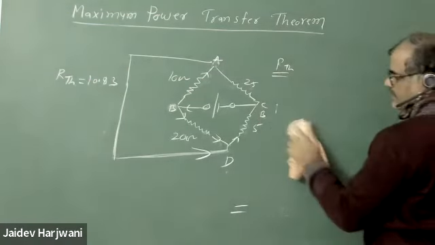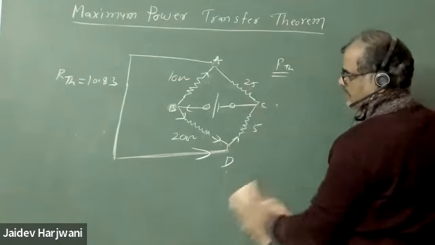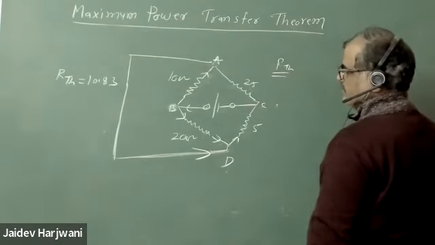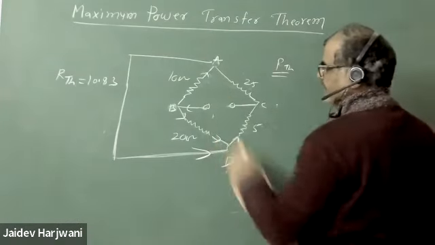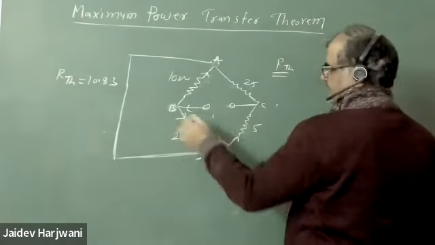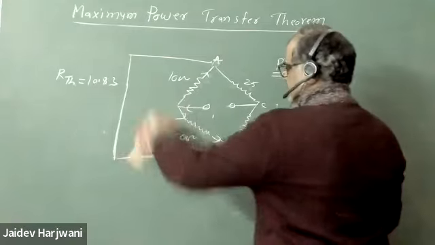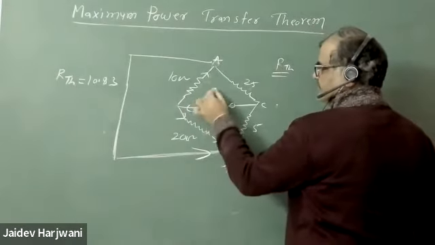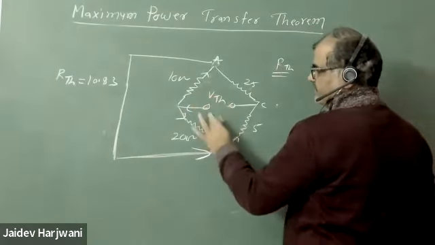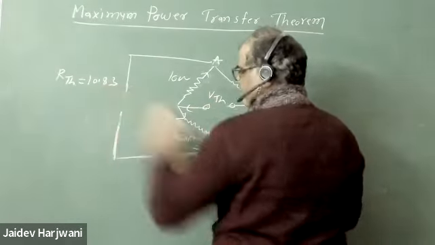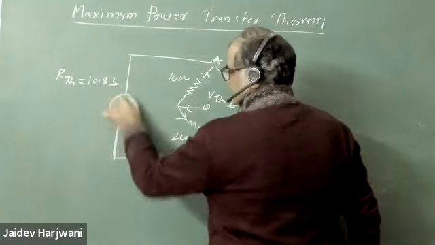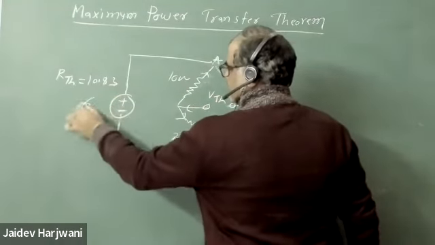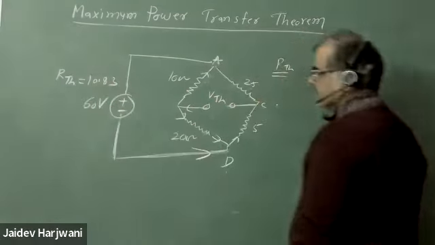So it is 25 parallel to 5 now. Okay, now let me find V Thevenin here. So this is V Thevenin, VOC, or V Thevenin, the open circuit voltage. Here, how much voltage source do I have? This was how much? 60. Okay, 60 volt.